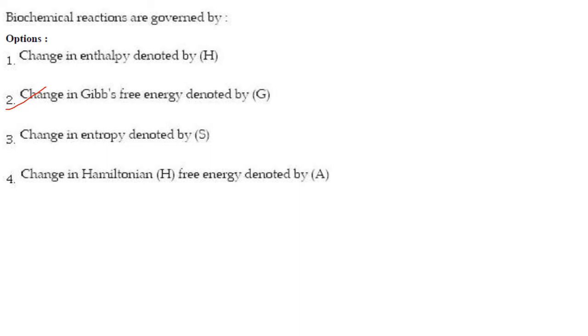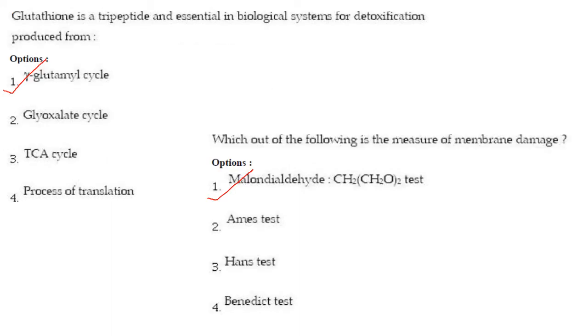Next one, biochemical reactions are governed by option 1 change in enthalpy denoted by H, 2 change in Gibbs free energy denoted by G, 3 change in entropy denoted by S, 4 change in Hamiltonian free energy denoted by A. Answer is option 2 change in Gibbs free energy. Next one, glutathione is a tripeptide and essential in biological systems for detoxification produced from option 1 gamma glutamyl cycle, 2 glyoxylate cycle, 3 TCA cycle and 4 process of translation. Answer is option 1 glutamyl cycle. Next one, which of the following is the measure of membrane damage?